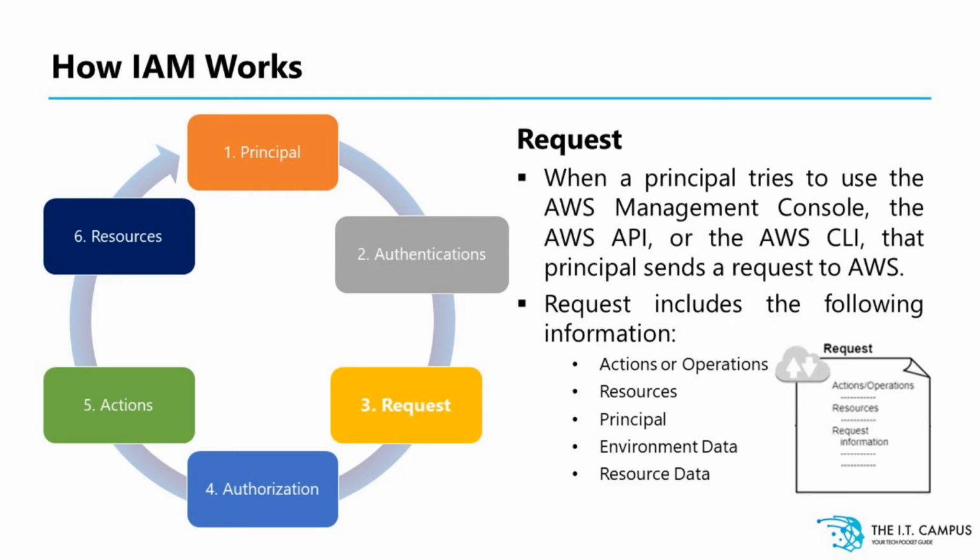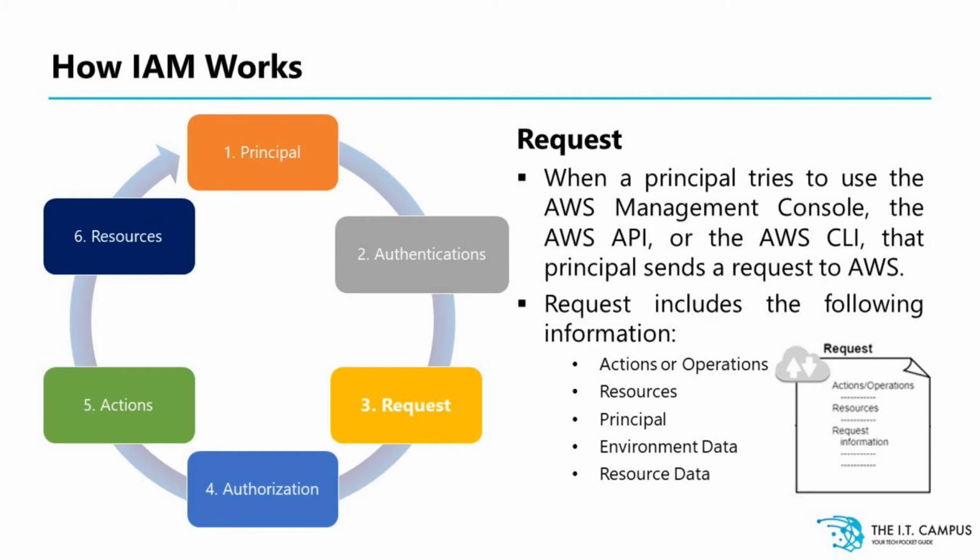Request. When the principal tries to use the AWS Management Console, the AWS API, or the AWS CLI, that principal sends a request to AWS. The request includes the following information: Action or operations, the action or operation that the principal wants to perform. This can be an action in the AWS Management Console or an operation in the AWS CLI or AWS API. Resources. The AWS resource object upon which the action or operation is performed.